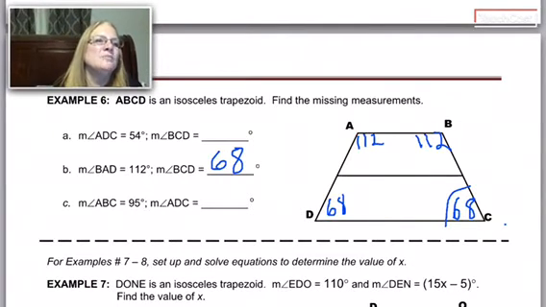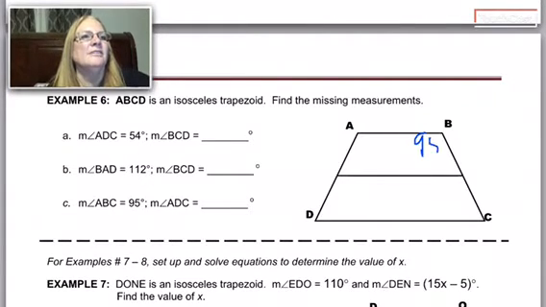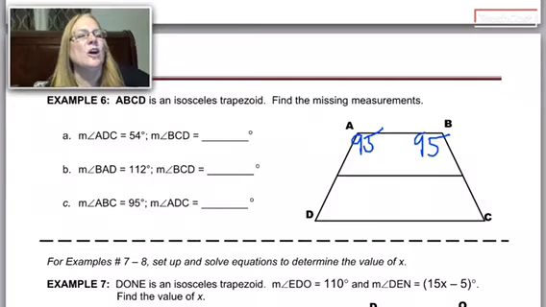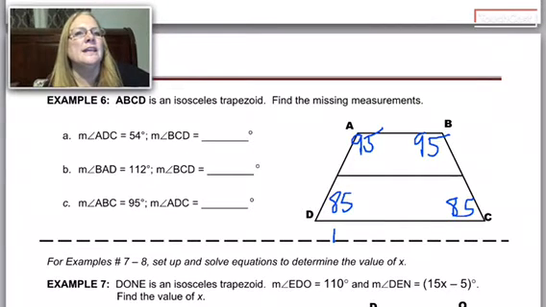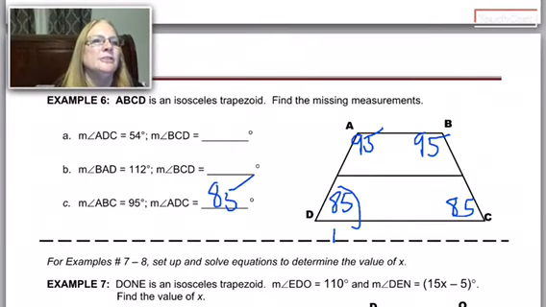Okay, so please pause and do C yourself. ABC is 95. So that means the other base angle is also 95, and then an upper and lower base add up to 180, so that makes these 85. So they ask for ADC, it's this one right here, and it's 85 degrees.